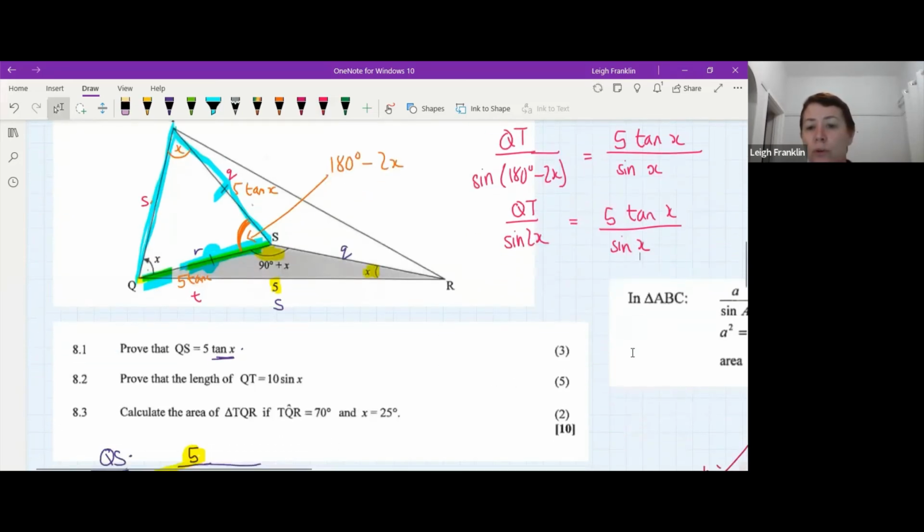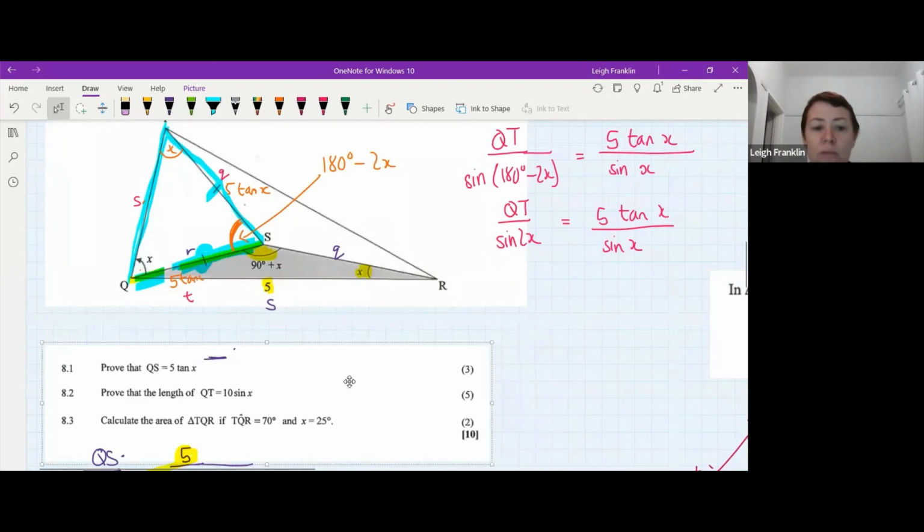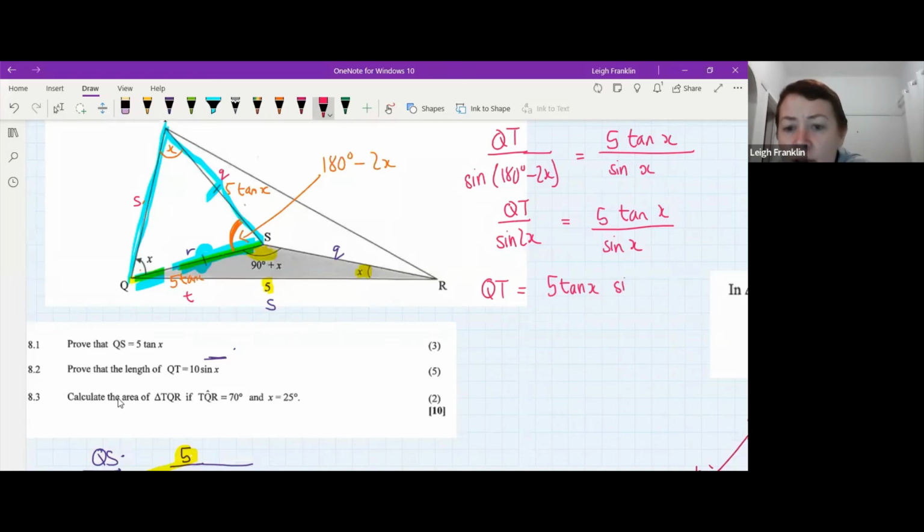Now what we want to do is we want to make QT the subject of the formula, isn't it? Because that's what they're wanting us to do. They're wanting us to show that QT is 10 sine x. So now again, we're going to cross multiply sine 2x with 5 tan x. So now we've got QT as the subject of the formula is equal to 5 tan x sine 2x. And this is all over sine x.